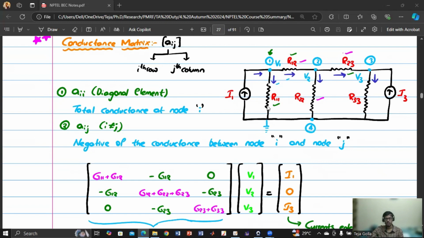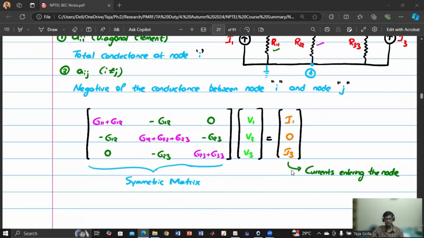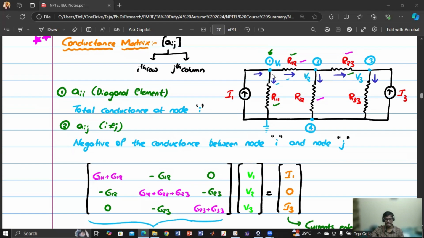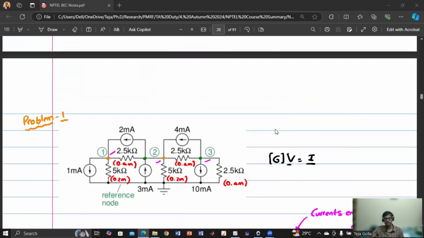If there is no resistance between 2 nodes, then there is no conductance, because the resistance is infinite as there is no resistance connected, which means conductance is 0. So that's why we are getting 0 and 0. And on this side, it is the current entering the node. So the current entering the node is I1 here, and the current entering the node is I3 here. If the current is leaving, then you will get a minus sign.